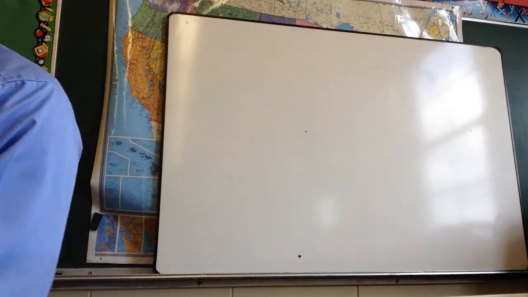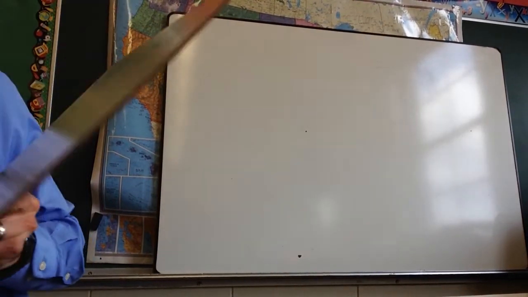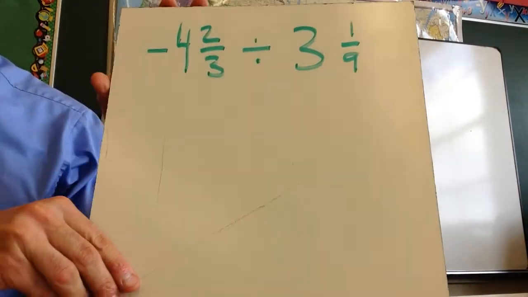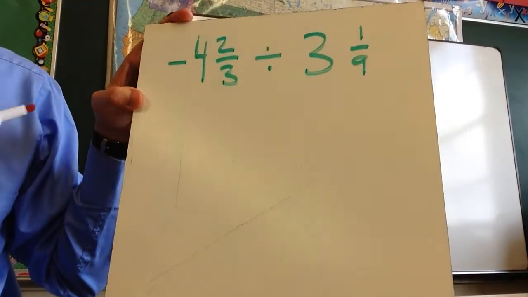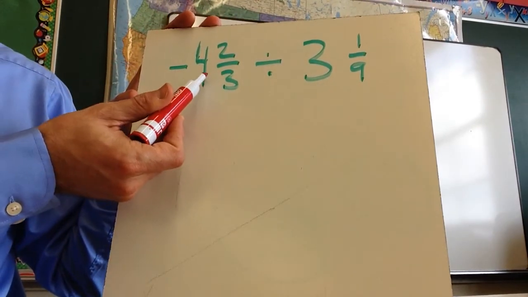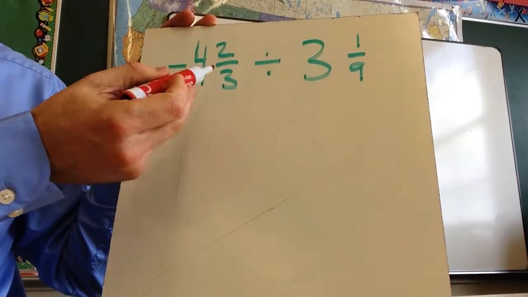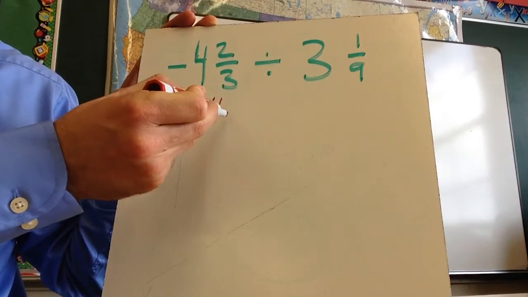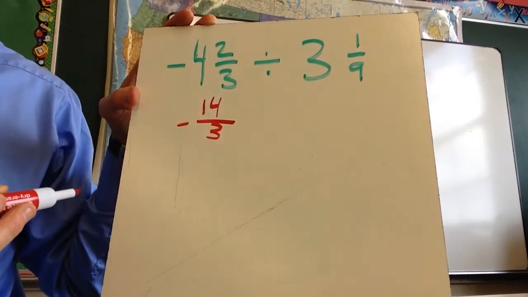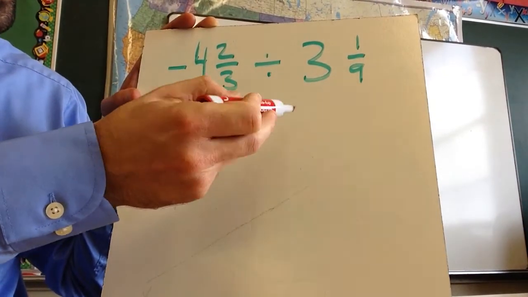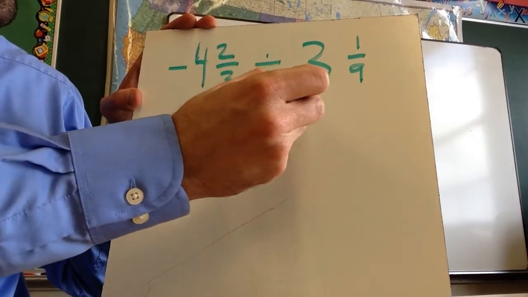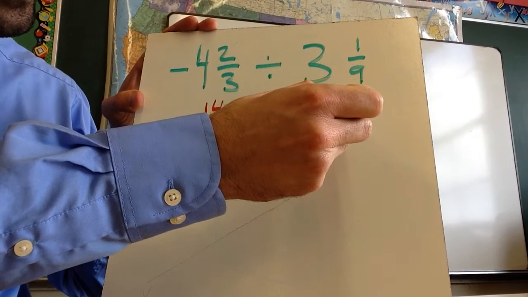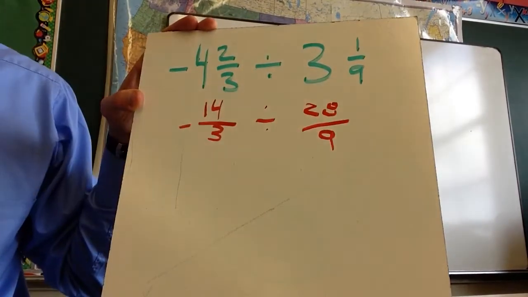Now the question is, what happens when they are mixed numbers? It's going to be the same thing. What I have to do is first change them into improper fractions. So this is going to be 3 times 4 is 12, plus 2 is 14 over 3. This is still negative. Divided by 9 times 3 is 27, plus 1 is 28 over 9.